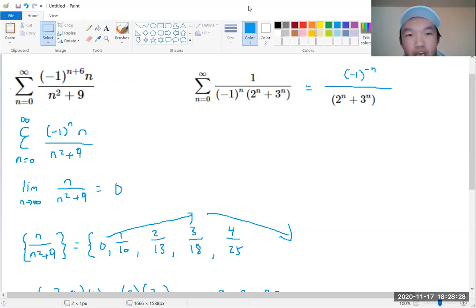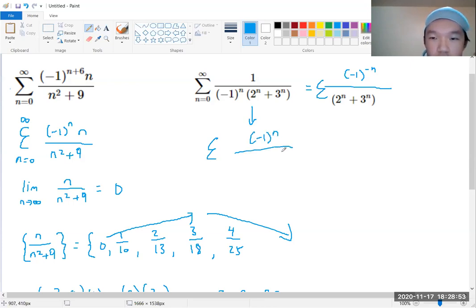Let me propose another step, and then you guys tell me if I'm able to do this or not. So going back to the original question, what if I rewrote it as -1 to the n over 2 to the n plus 3? Can I just do that? What do you guys think?